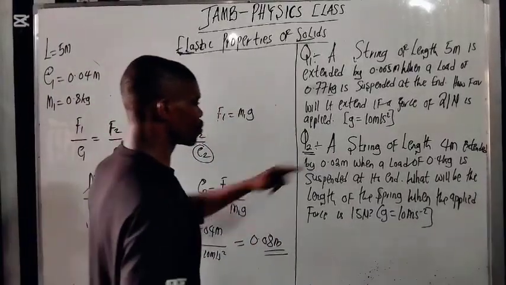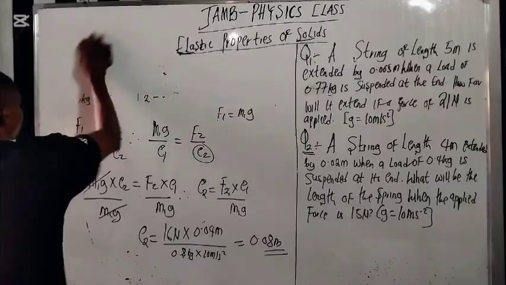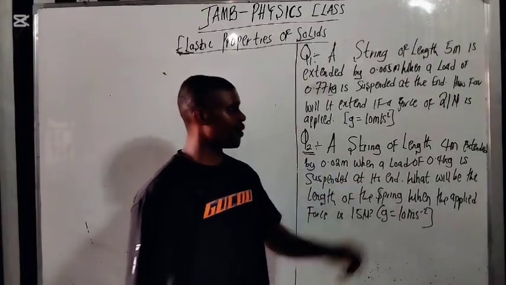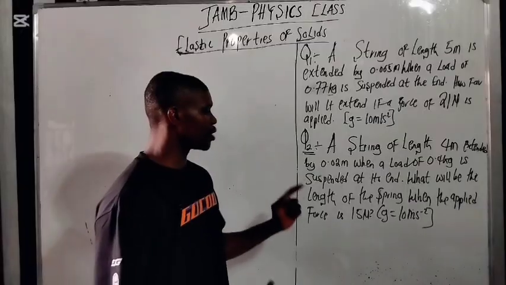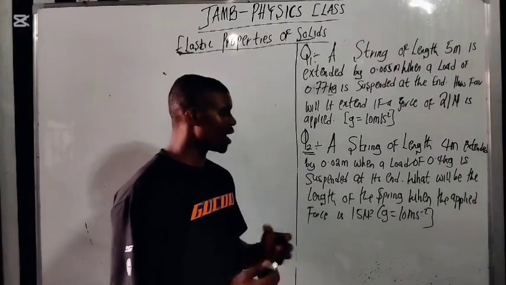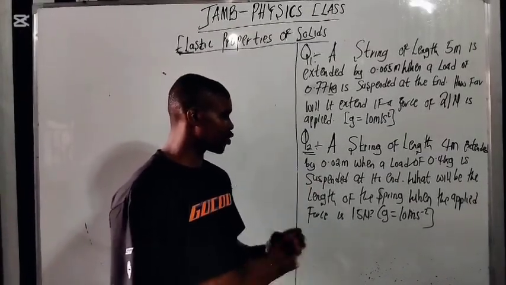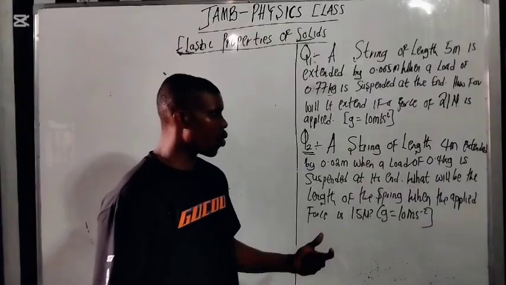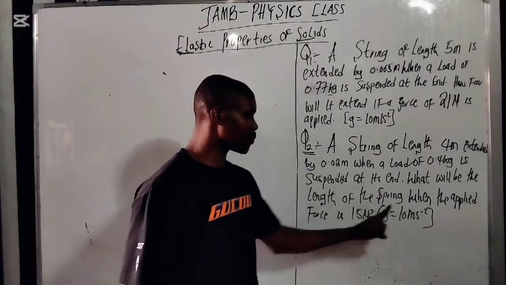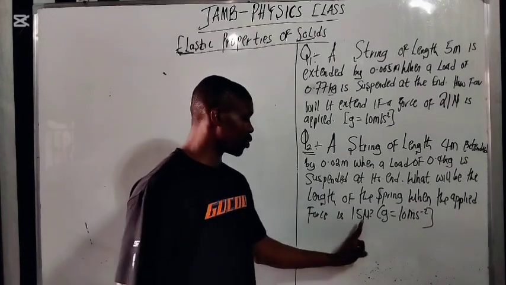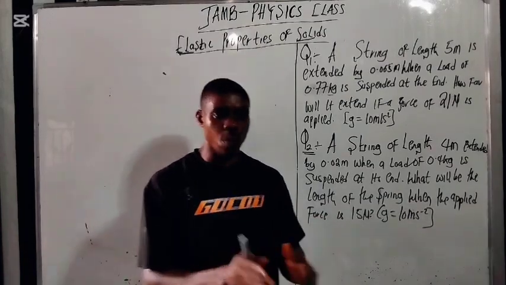So let's look at question 2. Let's solve question 2. They say that a spring of length 4 meters is extended by 0.02 meter when a load of 0.4 kg is suspended at the end. What would be the length of the spring when the applied force is 15 Newton? This is exactly what you have done.